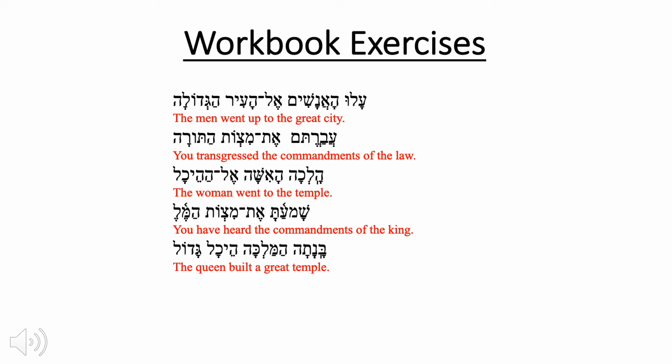We then have the subject, ha-malka, the queen, and then we have an indication of what she built, heikhal gadol. You'll notice that there is no direct object marker because heikhal gadol is not definite. There is no definite article, and as I mentioned, you can't use a direct object marker unless it is definite. So it is a great temple or a great palace, since heikhal can mean temple or palace.